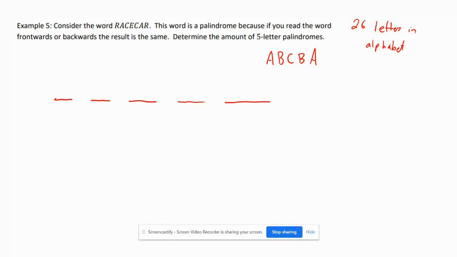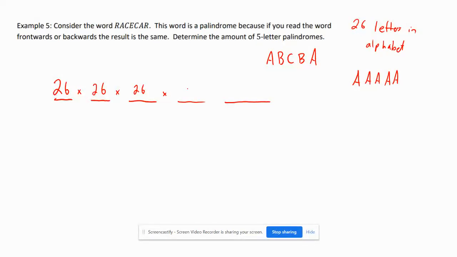Now, the other thing is, is this a palindrome? Sure, if you read it backwards, it's the exact same thing in that order as well. So in other words, there's no restriction on repeated letters. You can repeat letters because this is technically going to be a palindrome. So really, for your first letter, there are 26 different options. In your second letter, there are 26 different options.